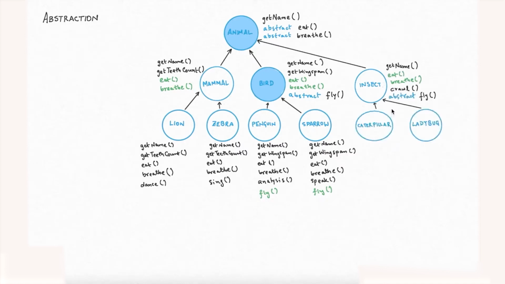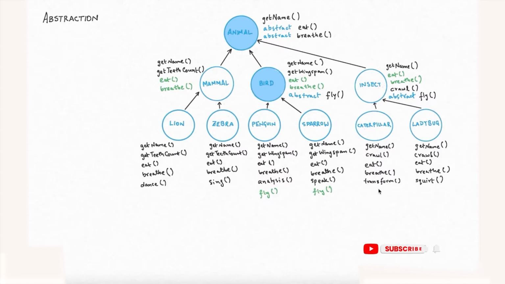Let's say this class has its own unique method named crawl, and we'll have an abstract method named fly. Now, let's say we are considering two possible insects, and we are creating classes, one for a caterpillar and another for a ladybug. So what methods will they have? Both of them will have the getName, crawl, eat, and breed methods from insect. They can have their own unique methods, but what we are really interested in is the fly method. They have to override the fly method from the insect class because fly is an abstract method.